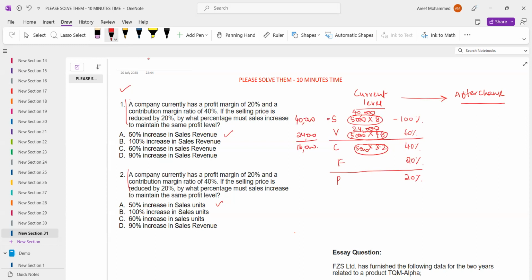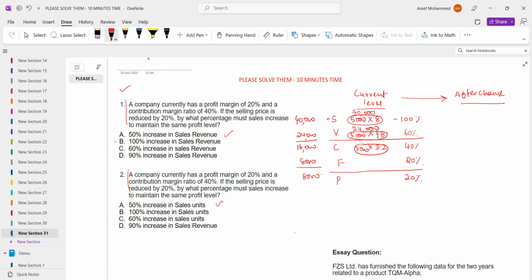Fixed cost per unit, there is no use to calculate. So directly 20% of 40,000. How much is my fixed cost? 8,000. What is my profit? 8,000.